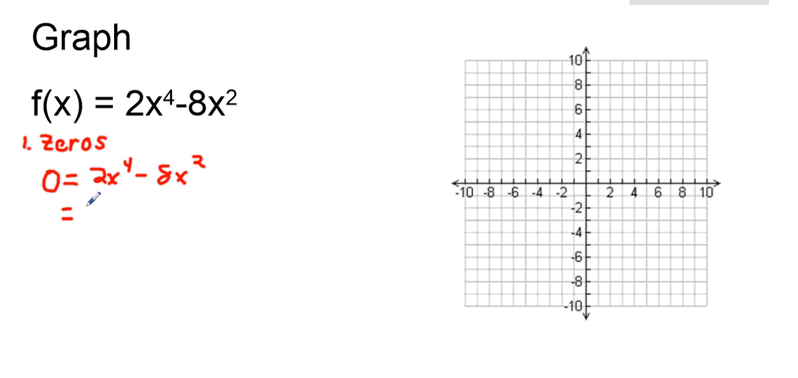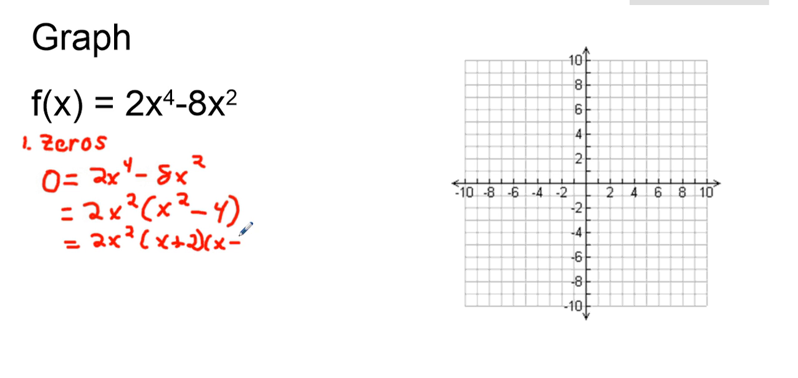And I notice right away they have a greatest common factor, a GCF of 2x squared. And that will leave me inside the parentheses an x squared minus 4. Okay, to factor further, I can see this is a difference of squares. So I can see that I have 2x squared times x plus 2 and x minus 2. Okay, now we're factored. So I have three factors. When multiplied together equals 0, according to the zero product property, my solutions are when each one will equal 0. So I'll set each factor equal to 0 and solve.